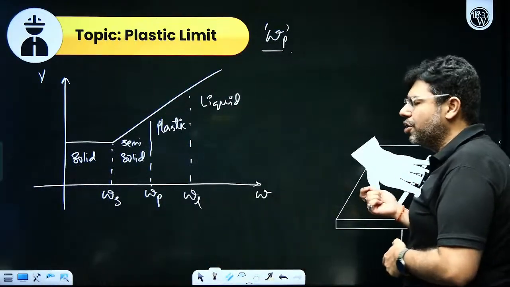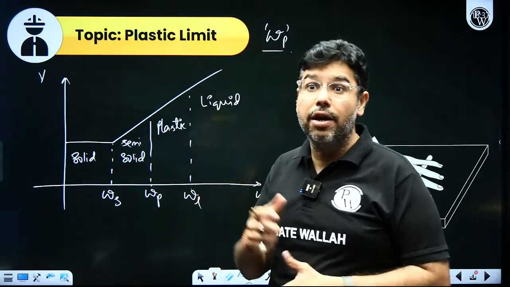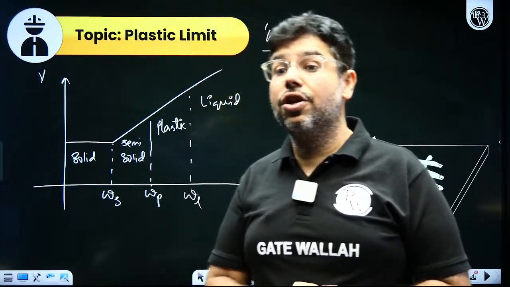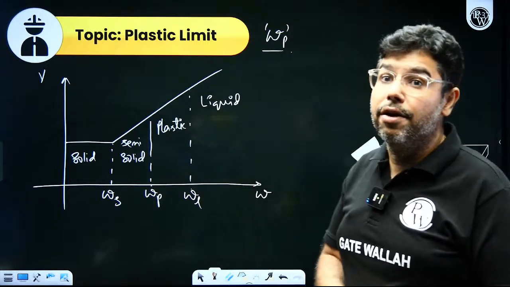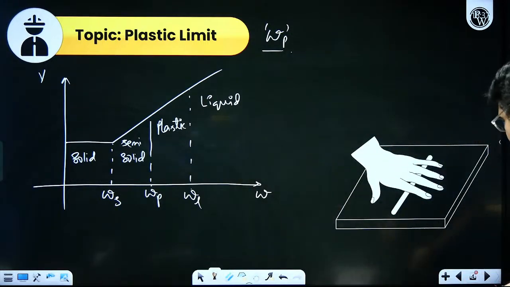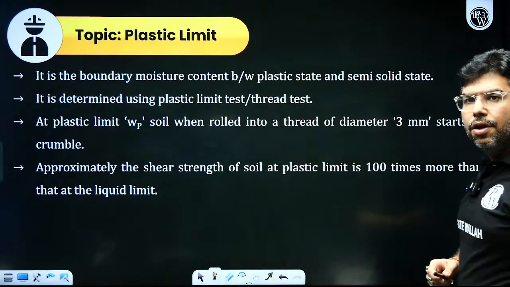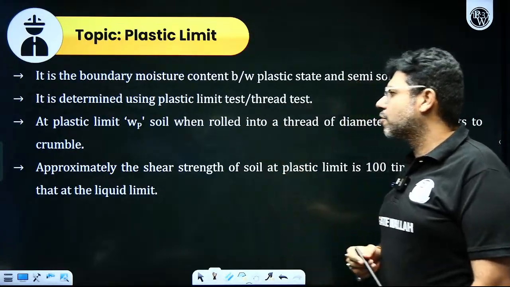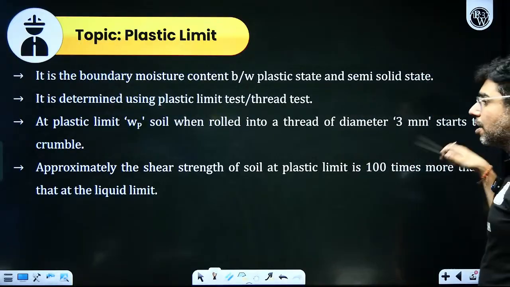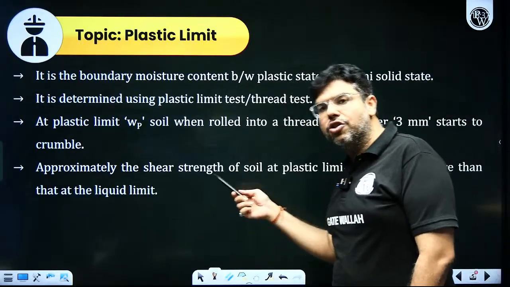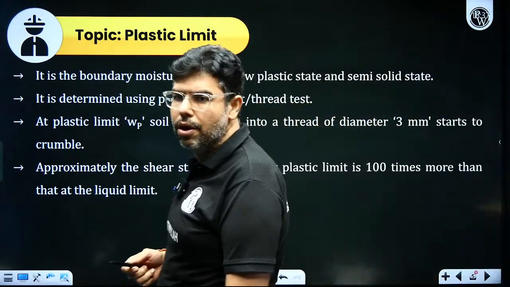And obviously the shear strength of soil at plastic limit is more than that at the liquid limit. It is seen that the shear strength of soil at plastic limit is approximately 100 times more than that at the liquid limit. This is all written. So it is the boundary moisture content between the plastic state and the semi-solid state. It is determined using the plastic limit test or thread test. At plastic limit WP, soil when rolled into a thread of diameter 3 mm starts to crumble. Approximately the shear strength of soil at plastic limit is 100 times more than that at the liquid limit.